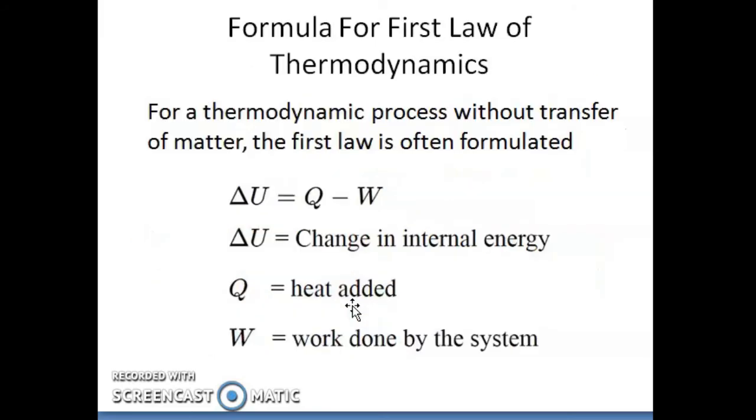If we try to represent it in the form of a formula, for a thermodynamic process without transfer of matter, the first law is always represented as delta U = Q - W. Delta U is the change in internal energy, Q is the heat added and W is the work done by the system. So we could conclude that the first law of thermodynamics gives us a relationship between internal energy, heat and the work done.